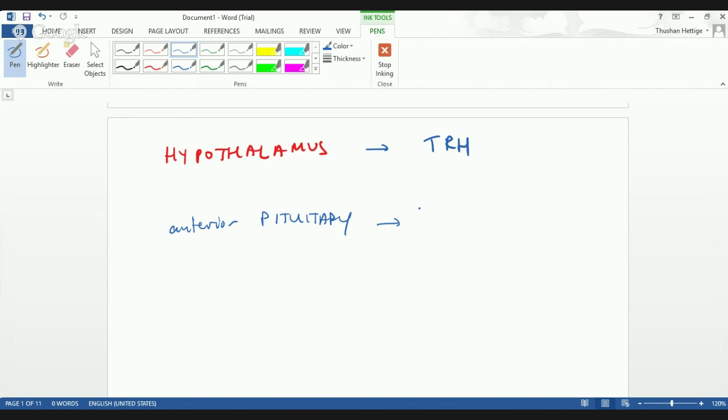It's like oxytocin and the other one is antidiuretic hormone. Antidiuretic hormone and oxytocin are secreted by the posterior pituitary. So the anterior pituitary secretes thyroid stimulating hormone.